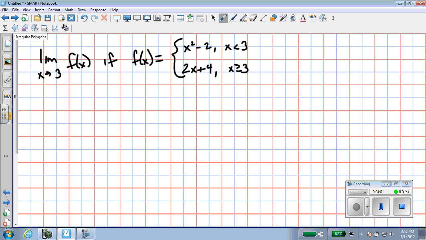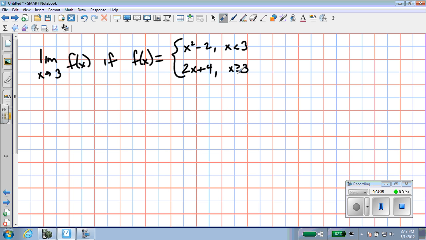Now we're going to talk about left and right side limits. So the limit as x approaches 3 of the piecewise function that's defined by x squared minus 2 if x is less than 3, and 2x plus 4 if x is greater than or equal to 3. Each of the individual pieces is continuous. This is a parabola. It's continuous all along its domain, and this is a line. But they've asked us for the limit at 3, which is actually the crossover here.